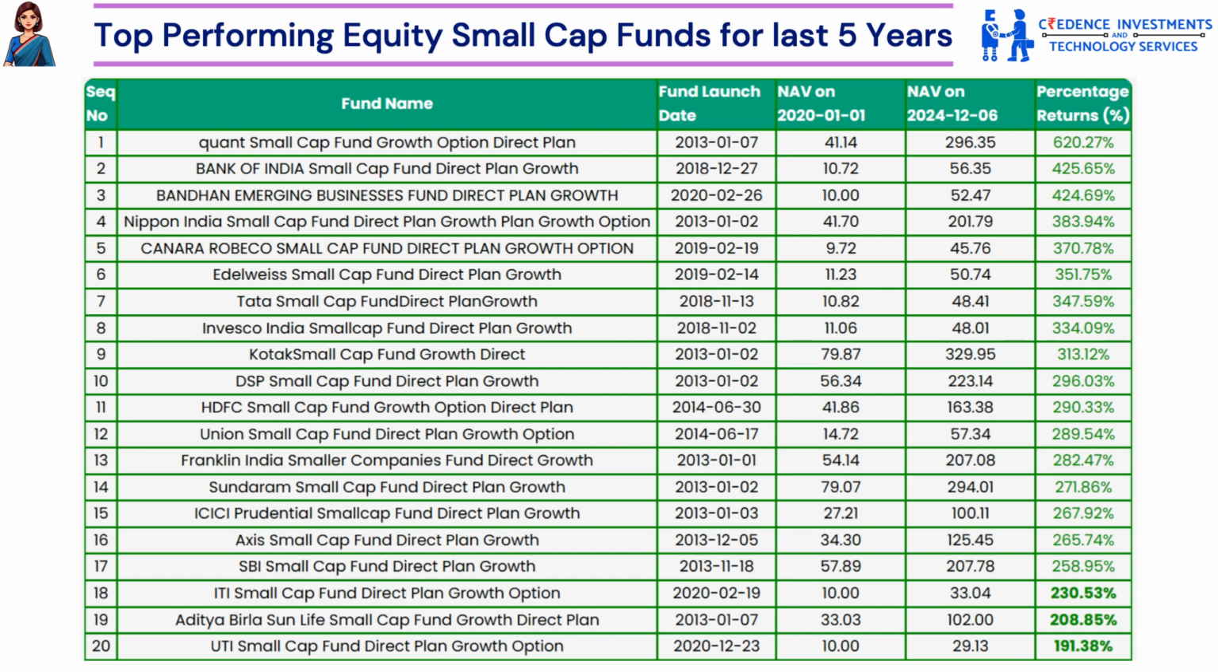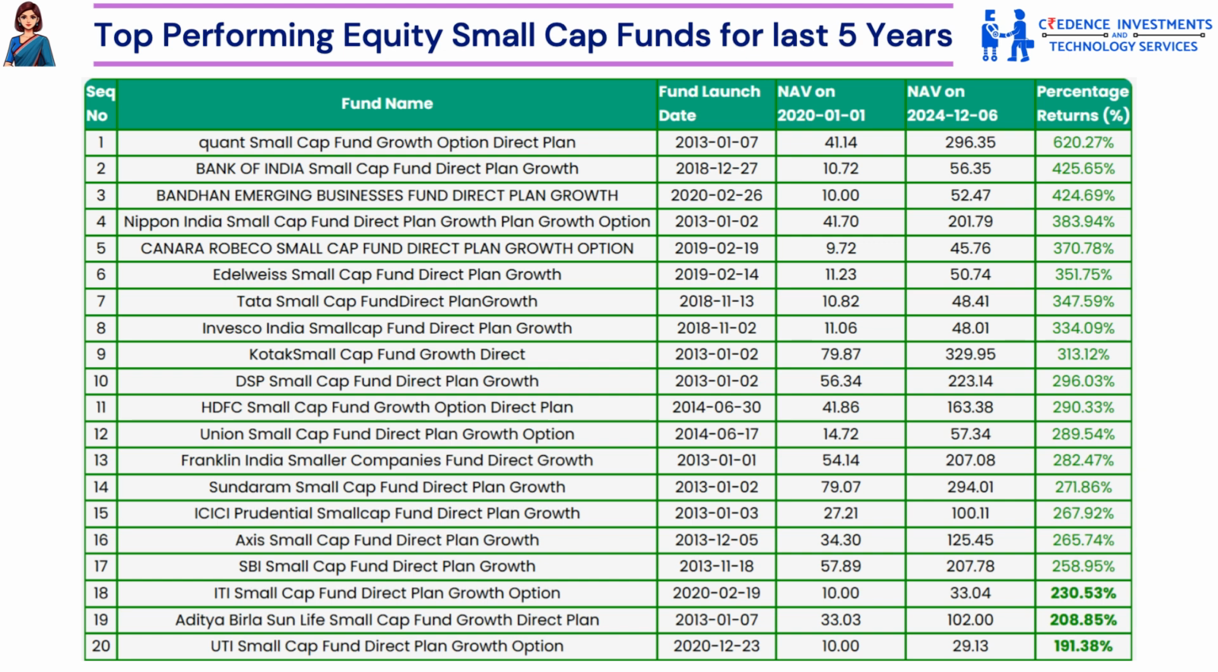Lower-tier performers. Funds like ITI Small Cap Fund, 230.53%, Aditya Birla Sun Life Small Cap Fund, 208.85%, and UTI Small Cap Fund, 191.38%, had relatively lower returns but still performed well over 5 years.